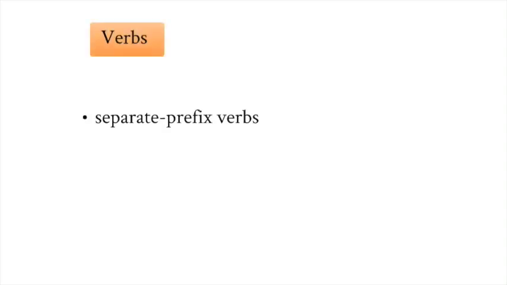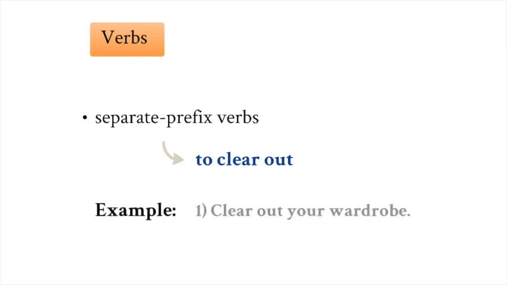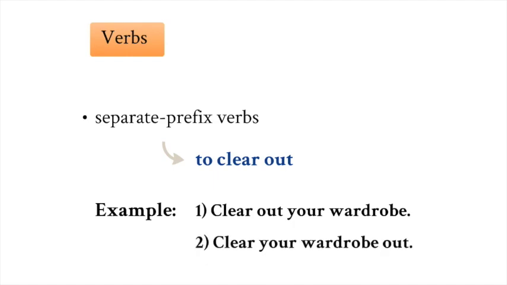In this lesson, we won't only be dealing with reflexive verbs, but also with separable prefix verbs. So basically, separable prefix verbs are verbs where usually the prefix is separated from the basic verb stem. Here we have the example in English, to clear out. Let's have a look at two sentences. The first one is clear out your wardrobe, and the second one, clear your wardrobe out. As you can see, it doesn't matter where the prefix is located, the meaning of the sentence still stays the same. But in German, the separable prefix is almost always at the end, as in the second example.